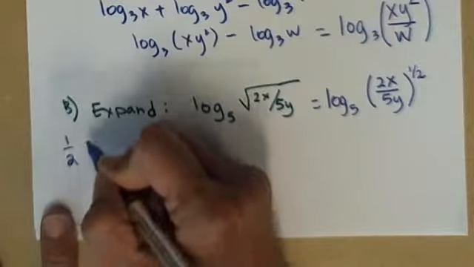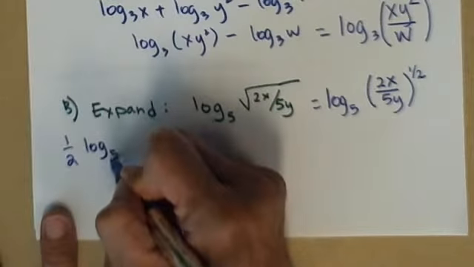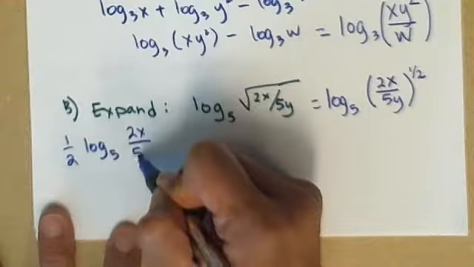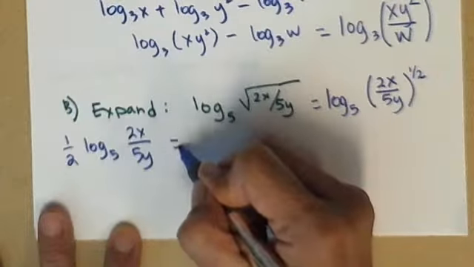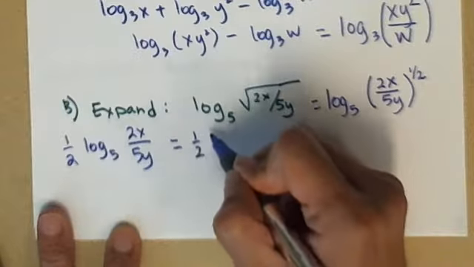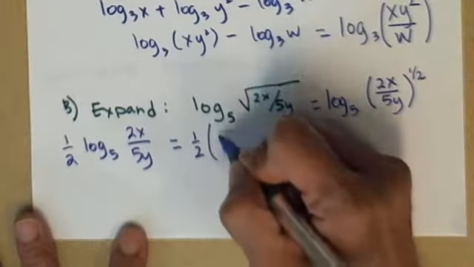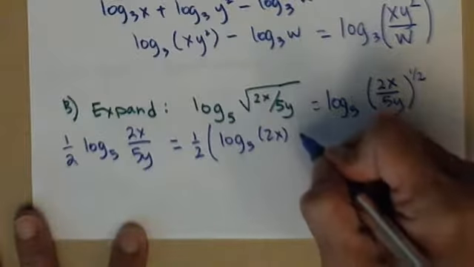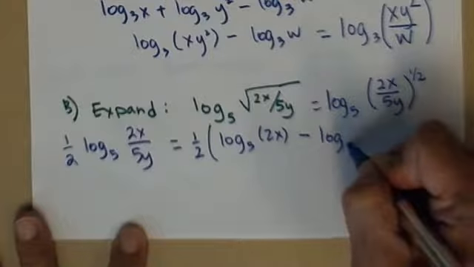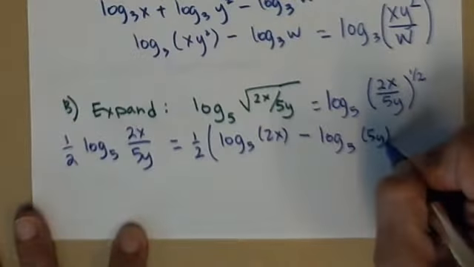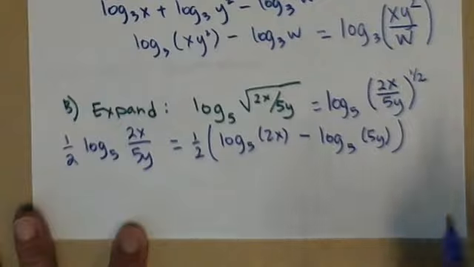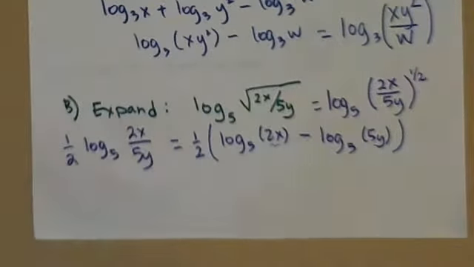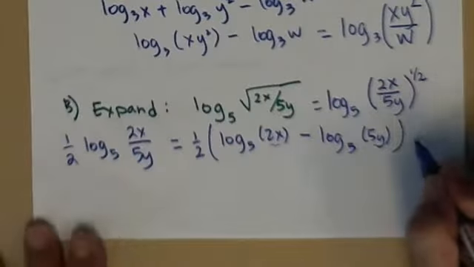Here we go. 1/2 log base 5 of 2x over 5y. Same thing as 1/2. I'm going to use some parentheses now because it might start getting ugly. Log base 5 of 2x minus log base 5 of 5y. Now inside here I've got another product in each of those that I'll have to deal with. Here we go.